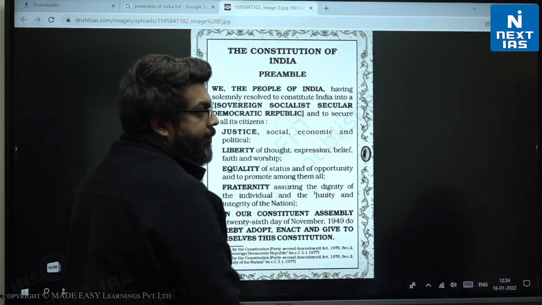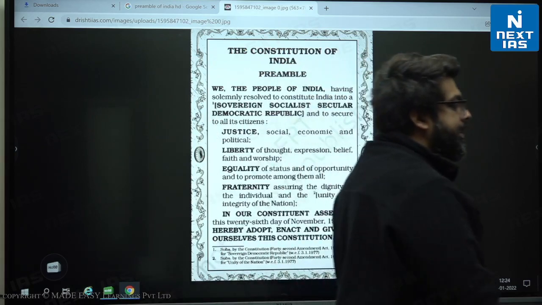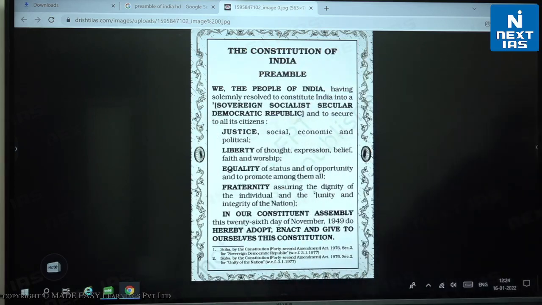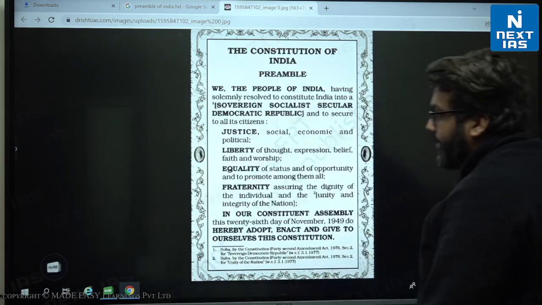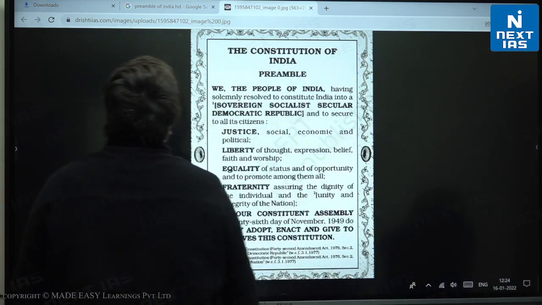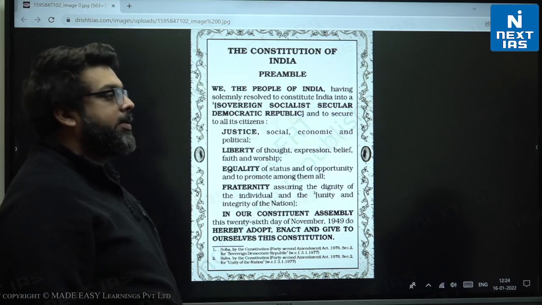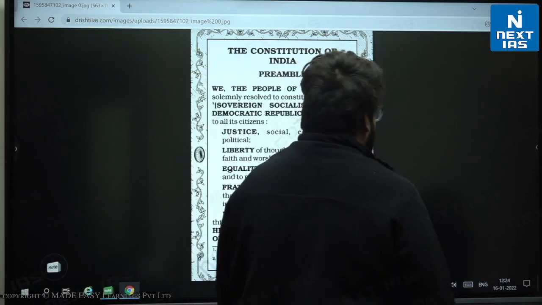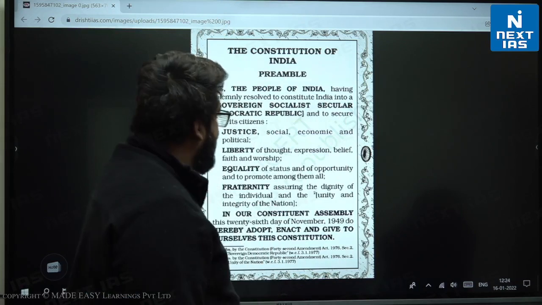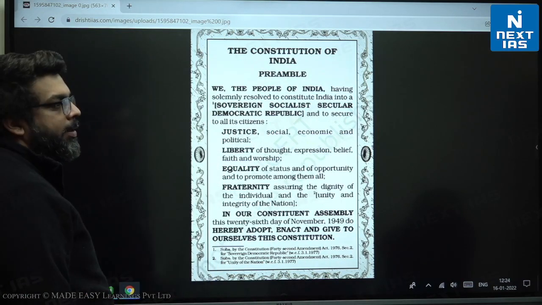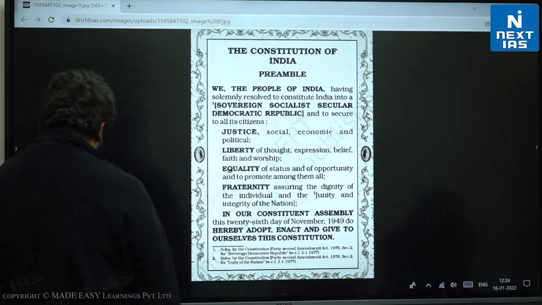Okay. I hope everybody is able to see this now clearly. Okay. Excellent. Now this is the Preamble of India. This is what we are going to be referring to. This is the actual text of the Preamble of India. Okay, so let us start and let's figure this out.